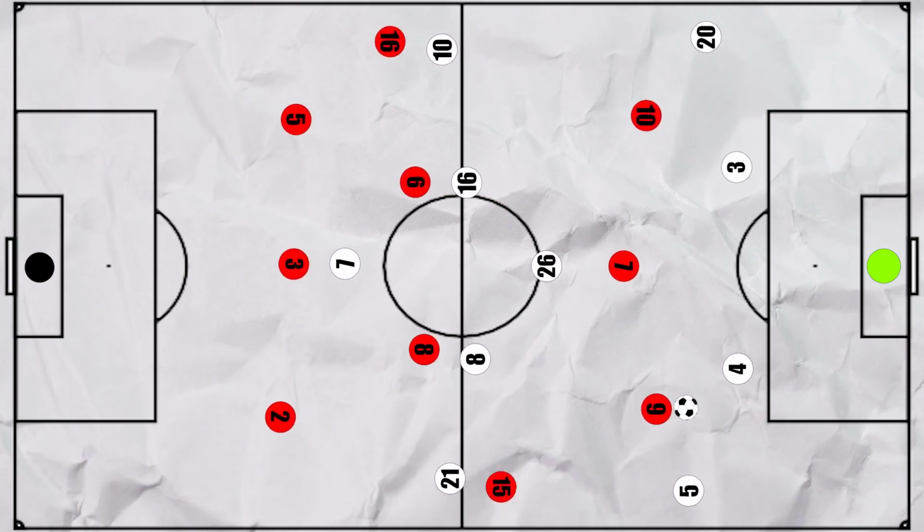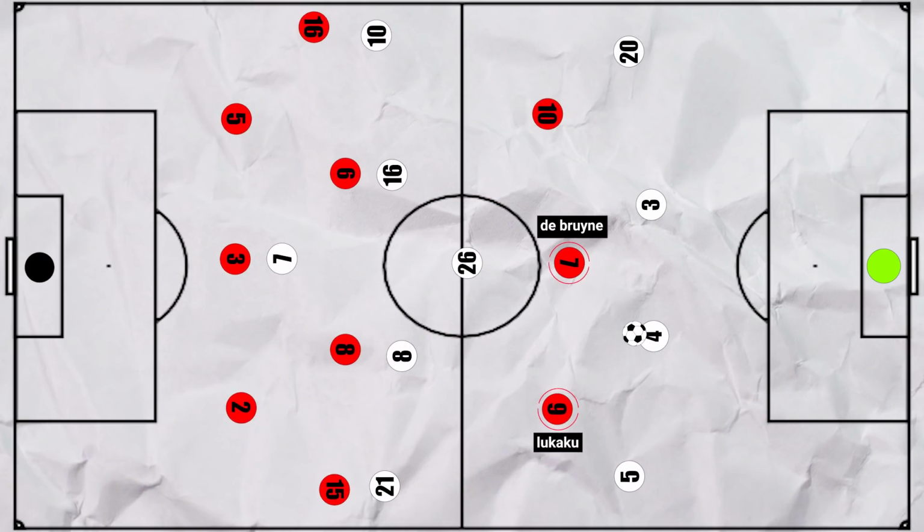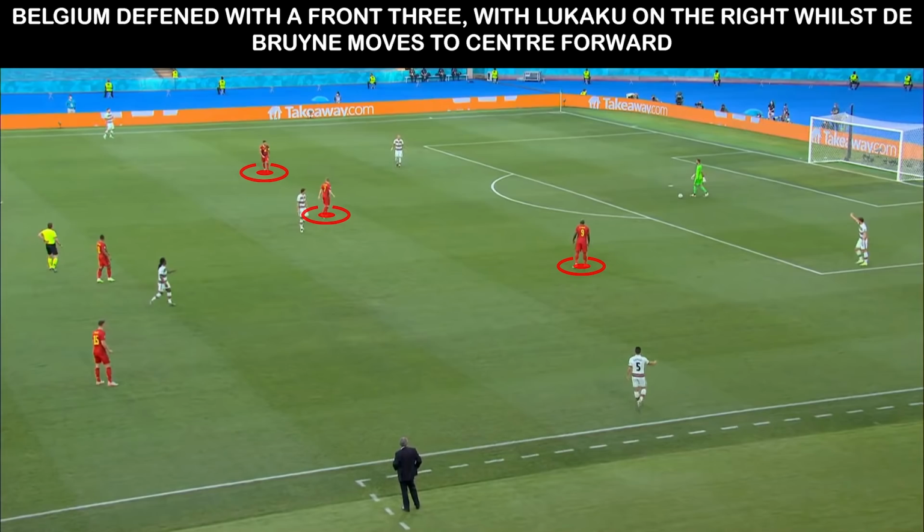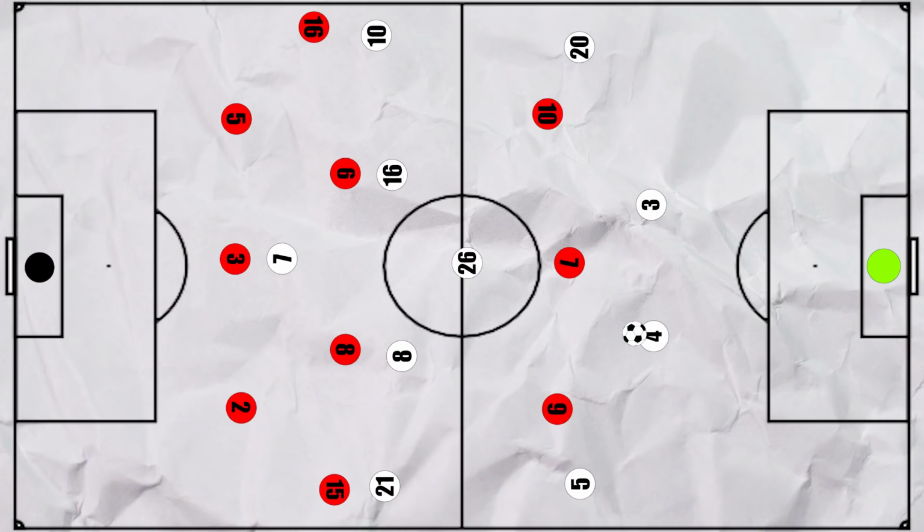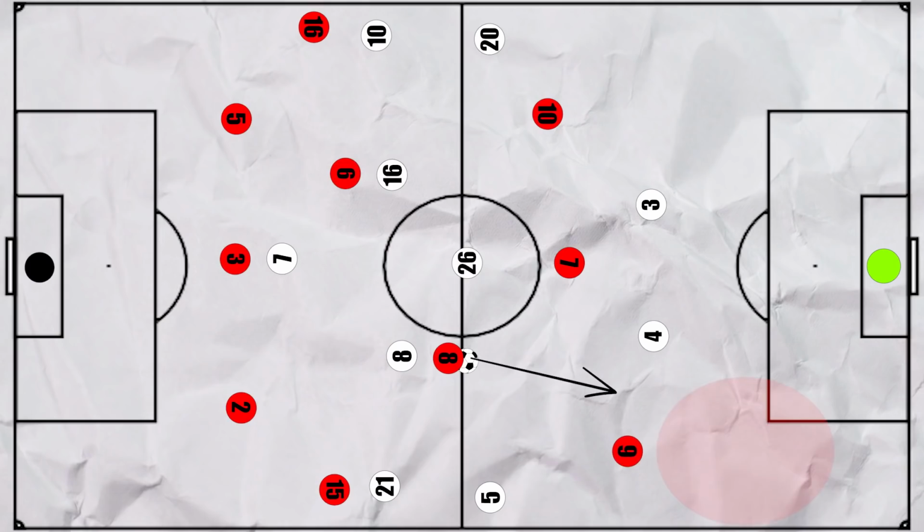But higher up the pitch, Belgium defended with De Bruyne central and Lukaku right, which may have been for a few reasons. As we saw during their time together at Everton, Martinez likes the pace of Lukaku to attack the regions vacated by the left fullback on the transitions, which we saw on a few occasions as Guerreiro tended to push high.